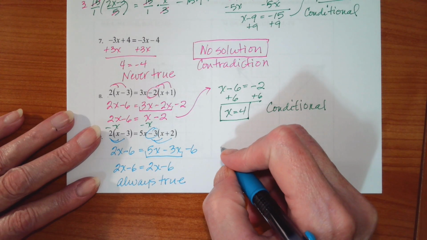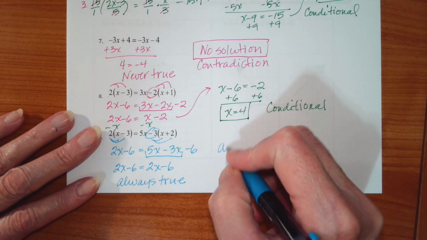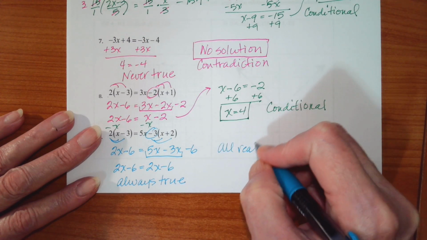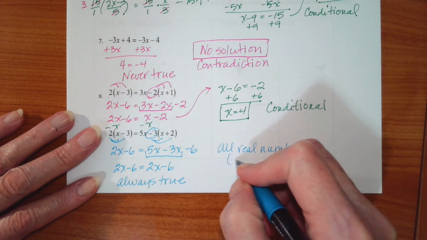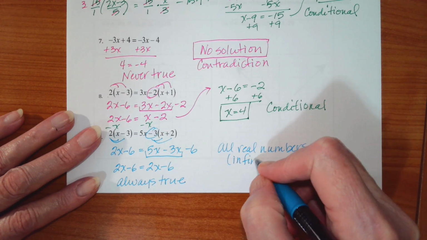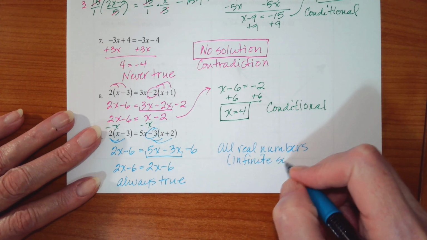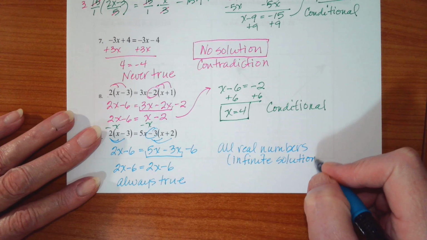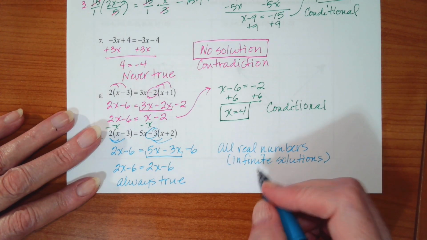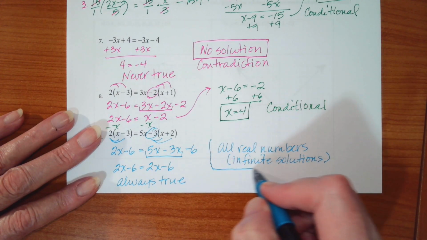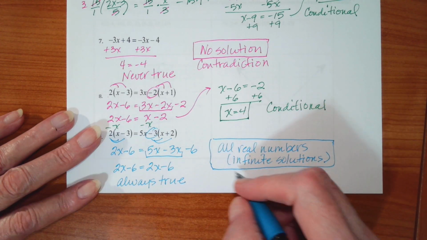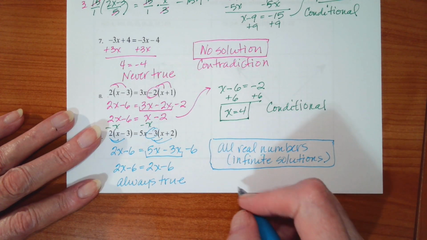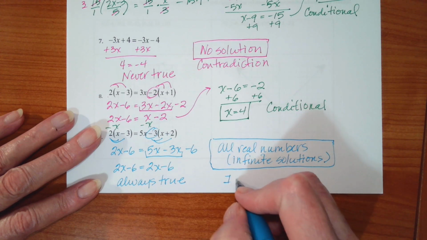That means your solution is all real numbers, or you can say infinite solutions. And so this is your actual solution set. But because they're infinite solutions, this is what's called an identity.